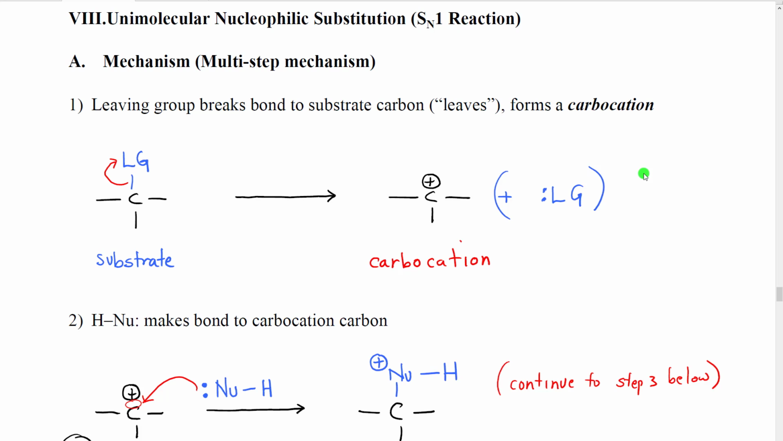We're now going to discuss the second type of SN2 reaction, the unimolecular nucleophilic substitution, or SN1 reaction. The thing that distinguishes the SN1 from the SN2 is the different mechanism. The SN1 reaction goes by a multi-step mechanism.